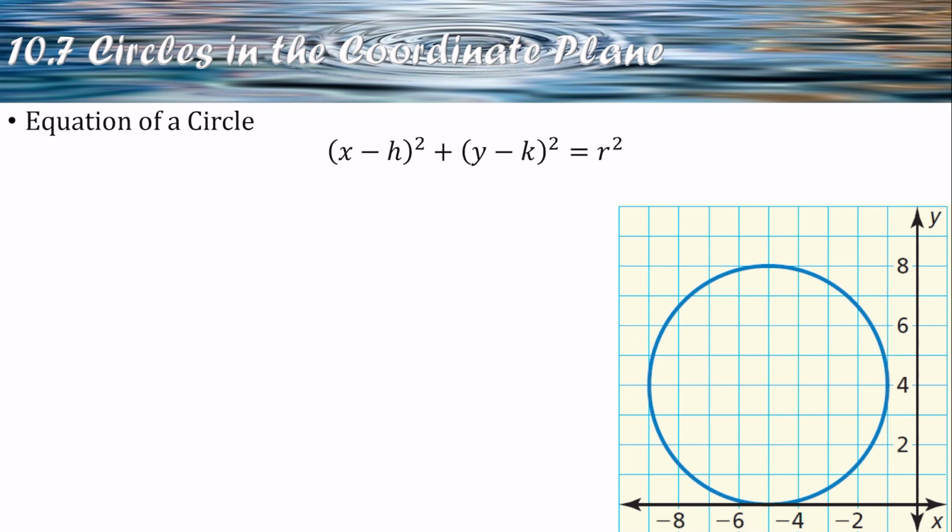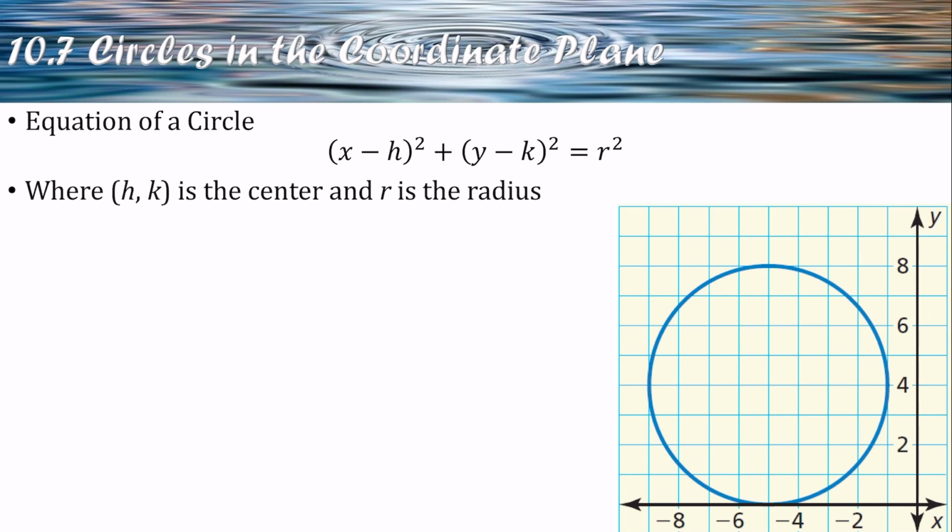(x - h)² + (y - k)² = r². What's it all mean? Well, (h, k) is the center. And notice it's x minus h, so it'll really be the opposite of whatever sign is there. And y minus k. So the h and the k give the center. And r is the radius.